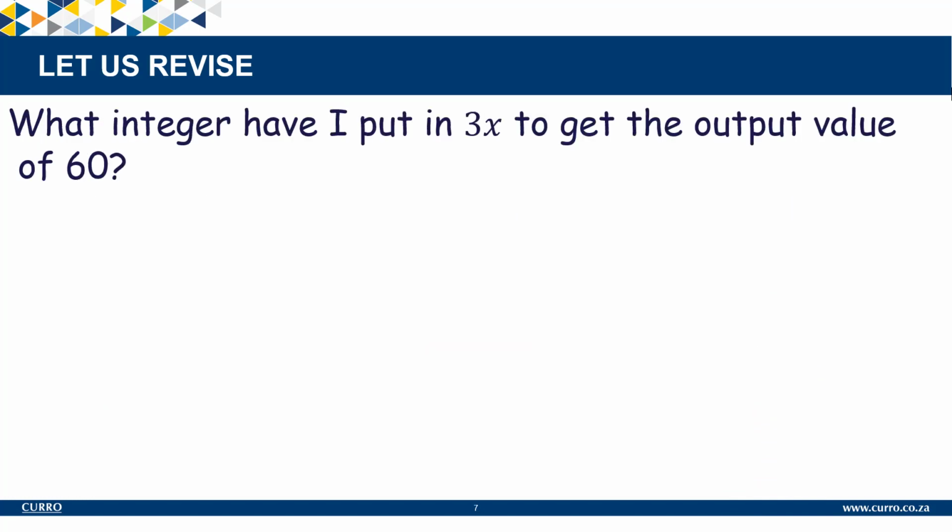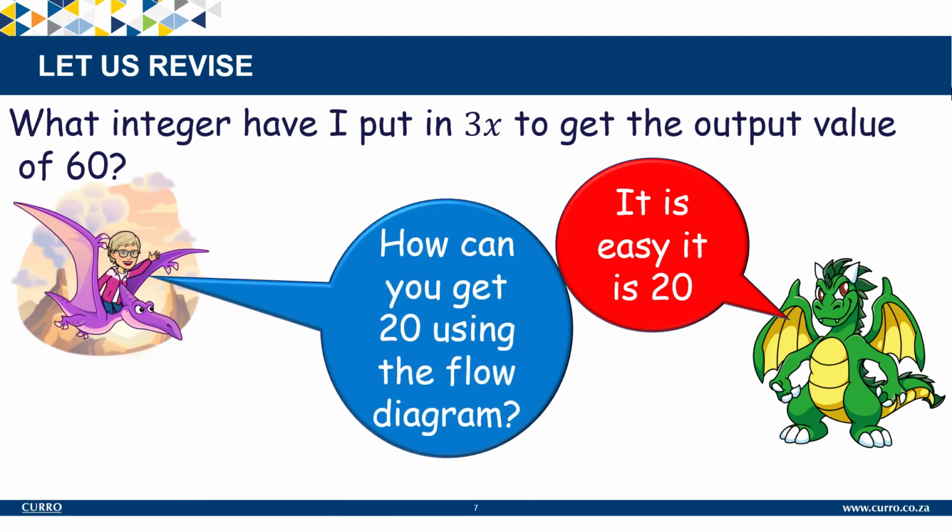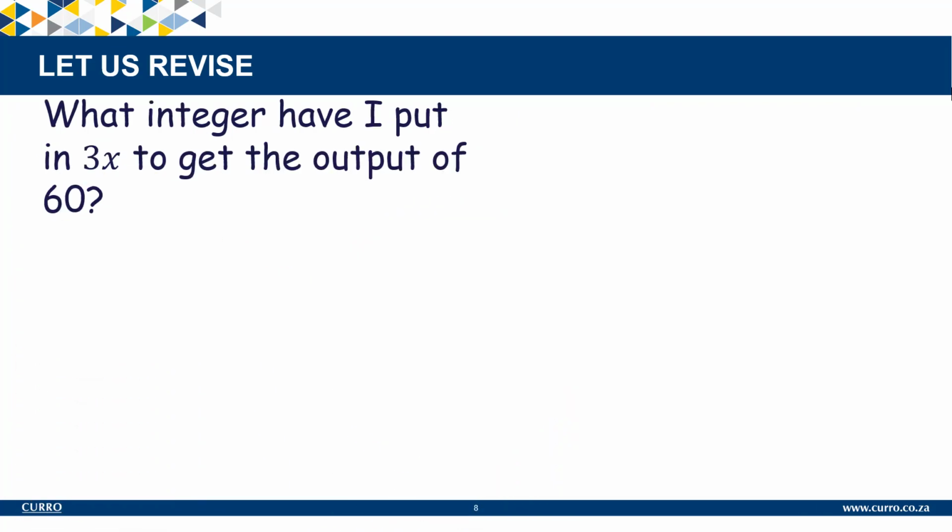But what if I ask you this? What integer have I put in 3x to get the output value of 60? So it's easy to see it's 20 because of inspection, right? 3 times 20 is 60. But how can we get 20 using a flow diagram?